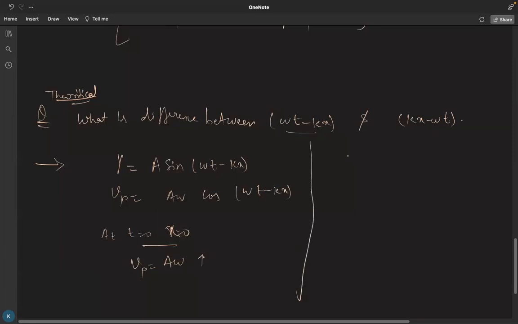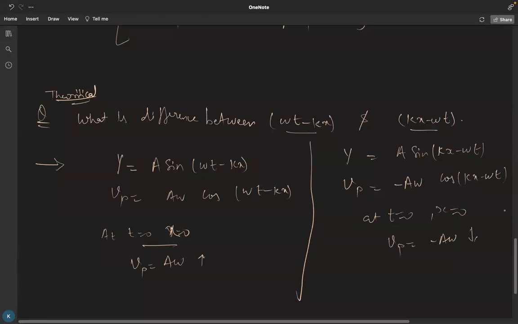Now let's take the second case, which is kx minus omega t. So y is equal to a sine kx minus omega t. When we differentiate it for the velocity of particle, we will get minus a omega cos kx minus omega t. At t is equal to 0 and x is equal to 0, we get velocity of particle as minus a omega. That means in the downward direction, right?